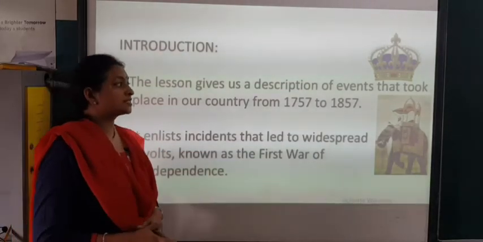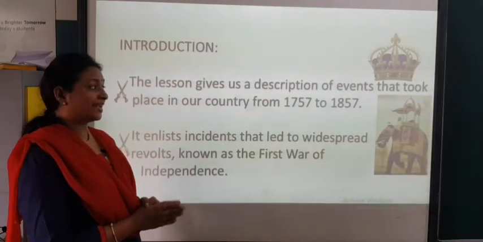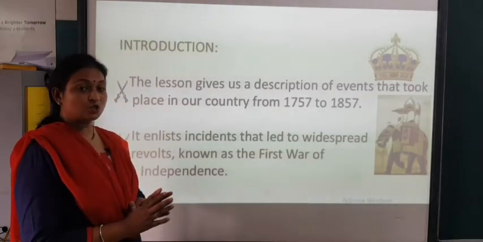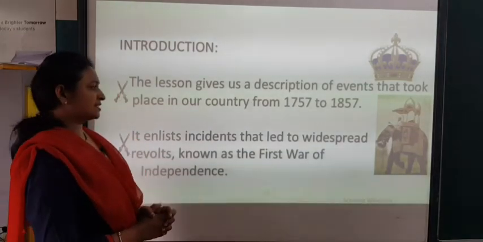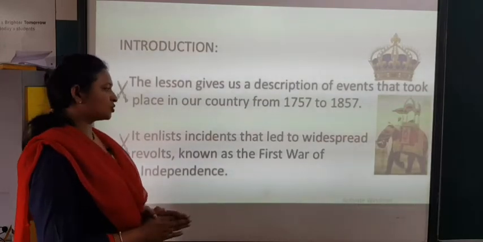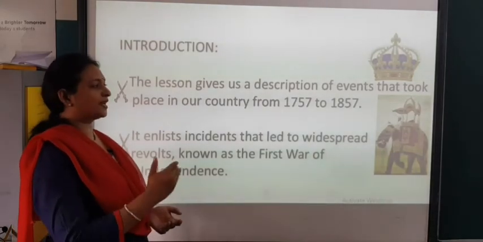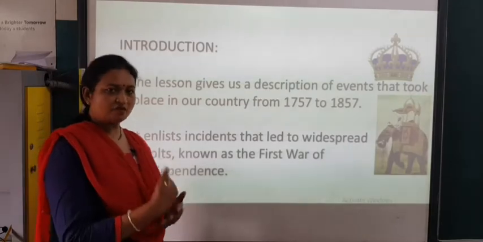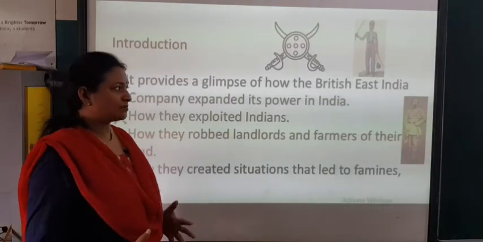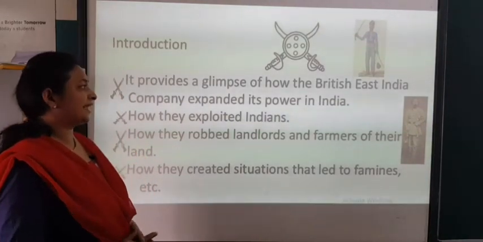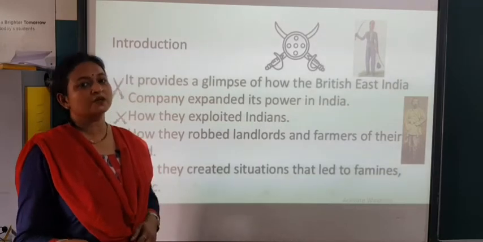The lesson gives us a description of events that took place in our country from 1757 to 1857. Okay, the story about 100 long years. It enlists incidents that led to the widespread revolt known as the First War of Independence. So the First War of Independence took place in the year 1857. We will be reading the chapter, so you'll come to know. It provides a glimpse of how the British East India Company expanded its power in India. That's how the story all started, with the establishment of the East India Company.